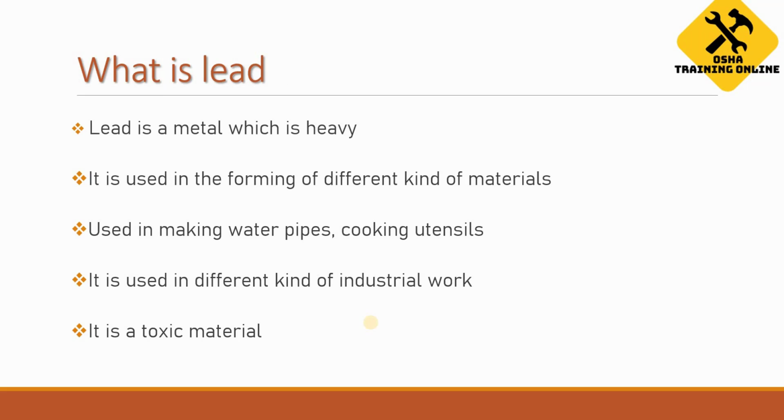Now the question arises: what is lead? Lead is a metal like other kinds of metals, but it is heavy and toxic. It is used in the formation of different kinds of materials and substances in industrial work. It may be used in making water pipes and cooking utensils, and on a high level it can be used in industrial work for different purposes. The important thing is that it is a toxic element and it is not good for human beings.